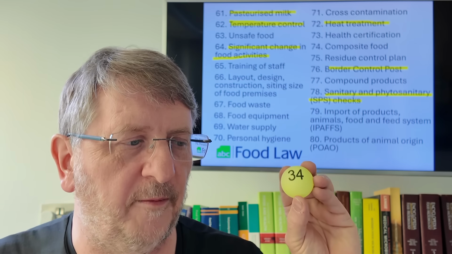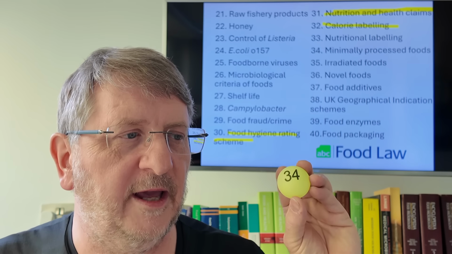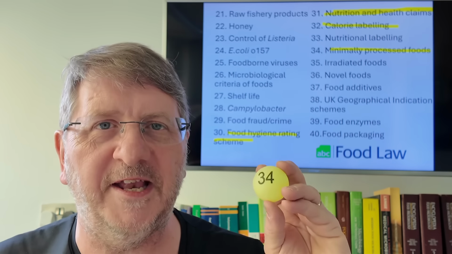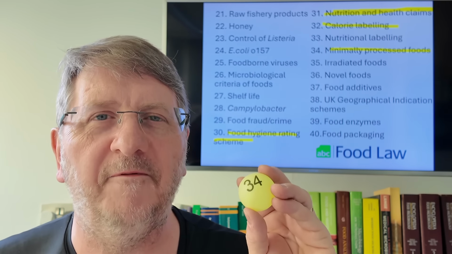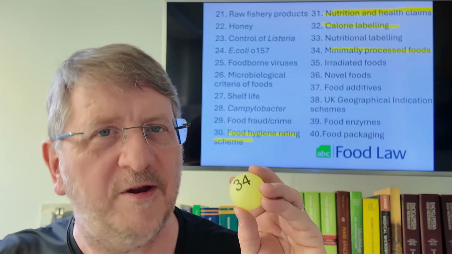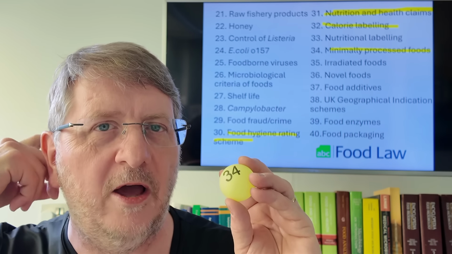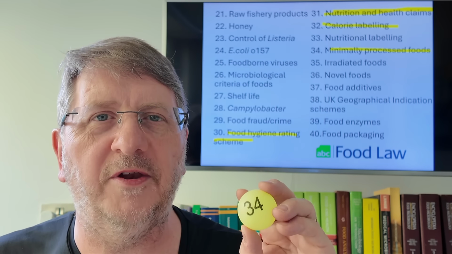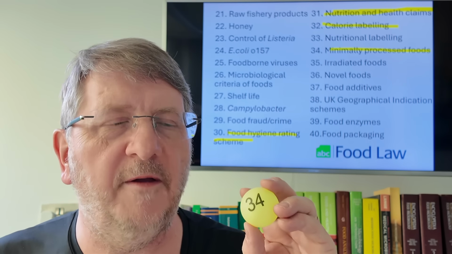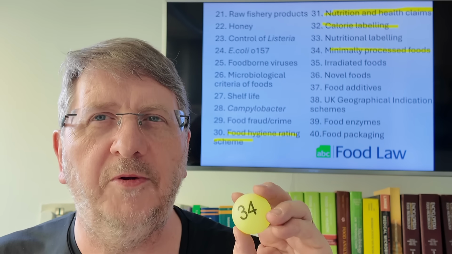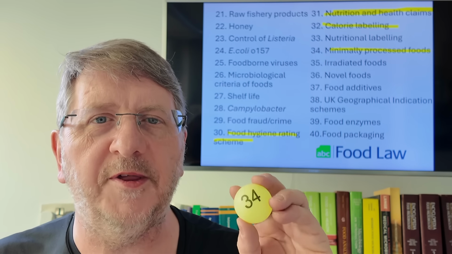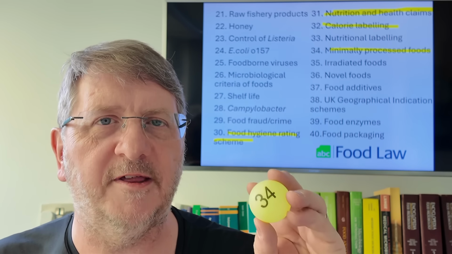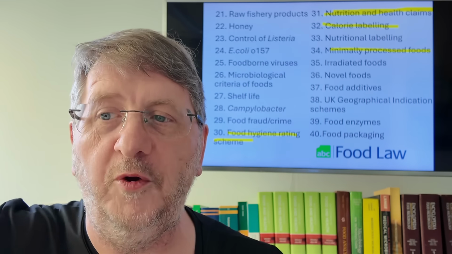Number 34 is minimally processed foods. I've just said heat treatment. Well, we're talking about some foods that don't go through very much treatment at all. Things like steak tartare or gravlax, for example, would be foods that are not really heat treated at all or very minimally. So if you've got minimal heat treatment, you need to make sure they're safe to eat. And so hygiene management systems are required. So it's a food hygiene issue.